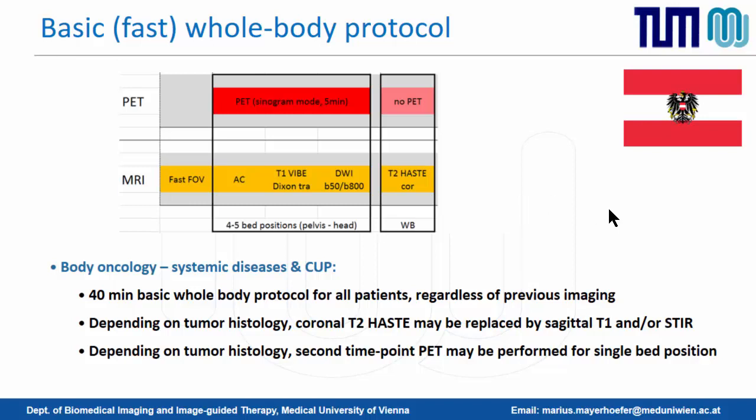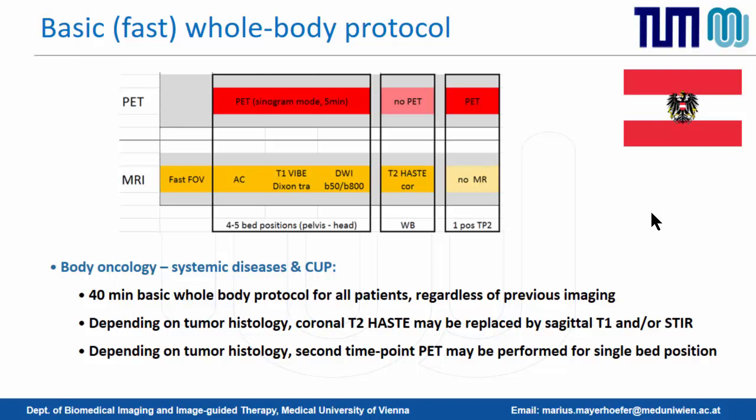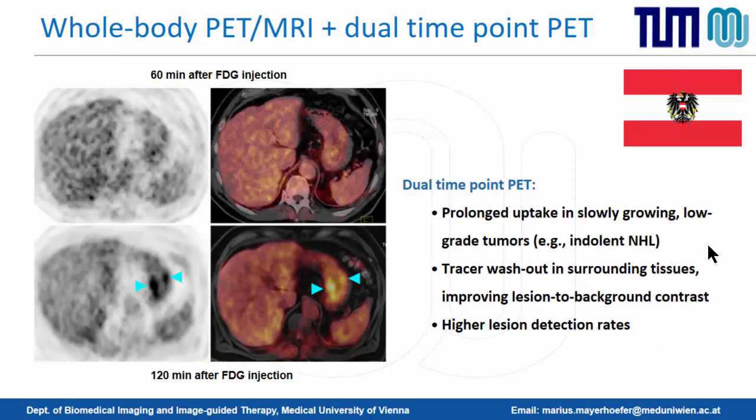Now, if we have the suspicion that there is, or if we know that there is, a low-grade tumor, we may use a second time point for PET. It depends really on the histology. And this is because we know that the low-grade tumors, as was mentioned in the previous talk, often have a prolonged uptake, whereas we see tracer washout in the surrounding tissues. And that's why the lesion-to-background contrast may be improved, leading to higher detection rates. There have been a few papers about that.